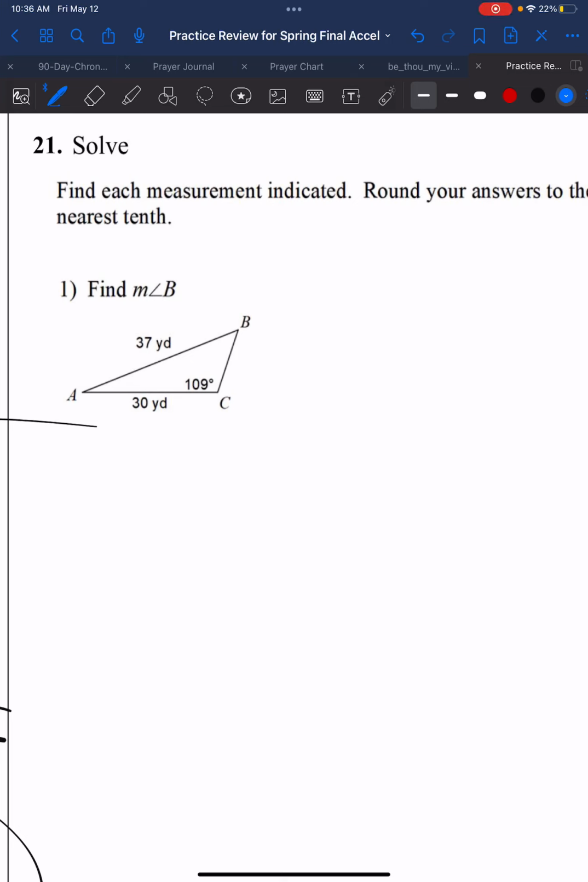So this last video is going to be an Excel portion. This should just be for the accelerated students working on these last 4 problems.